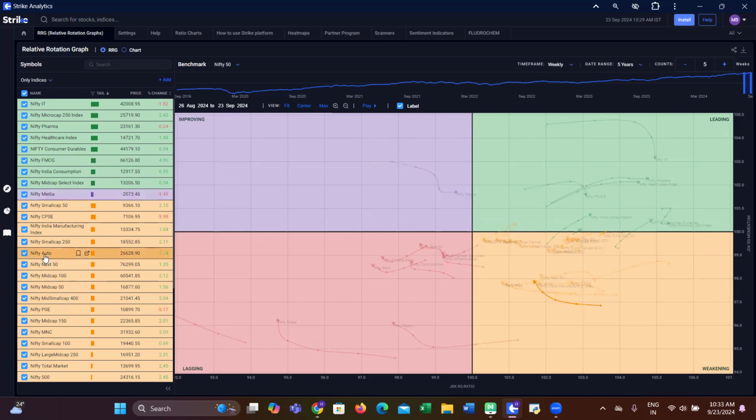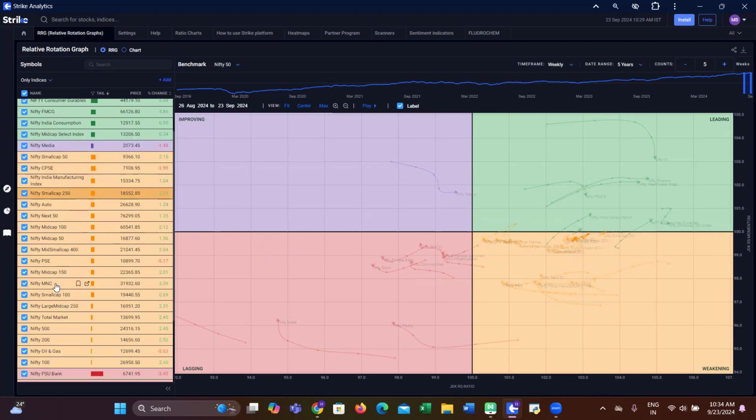Now let's look at the Nifty Auto. There is increase in the RS momentum. So keep an eye on the Nifty Auto. There could be a turnaround story and the festive season is on the way. So keep an eye on the Nifty Auto. Nifty CPSE, there is no increase of RS momentum. There is a further reduction of RS ratio and slight reduction of RS momentum.